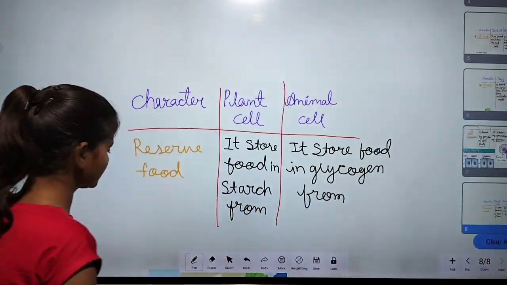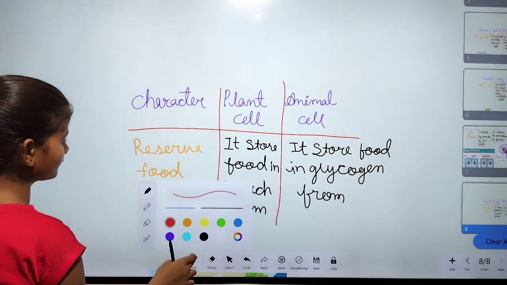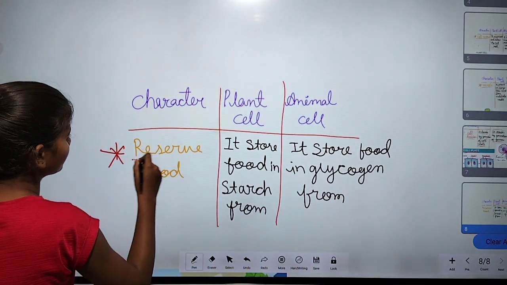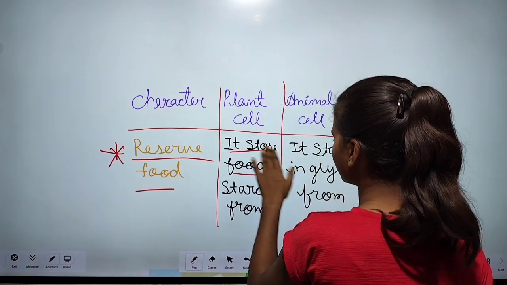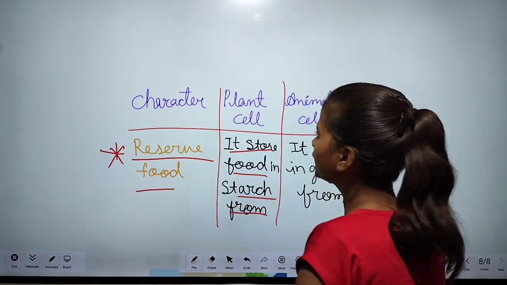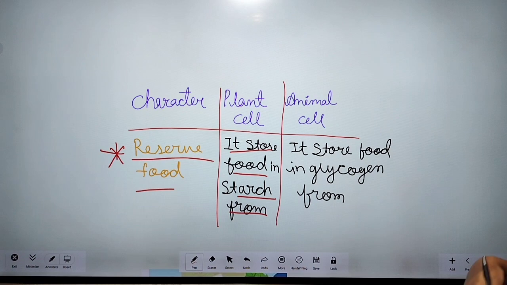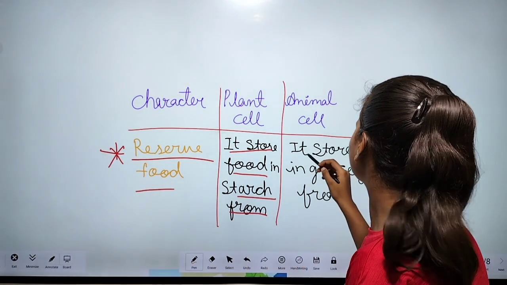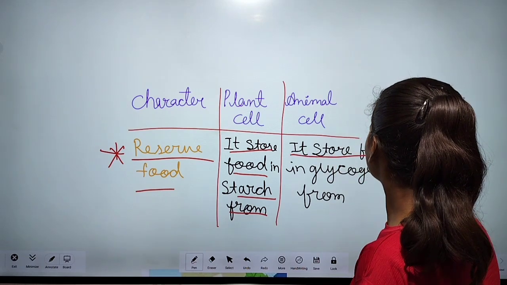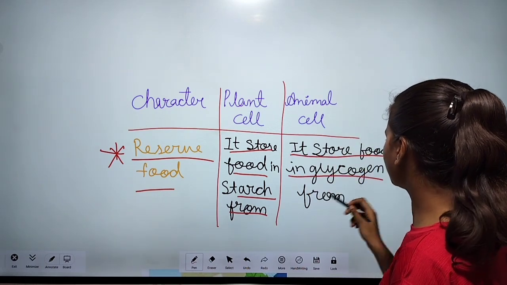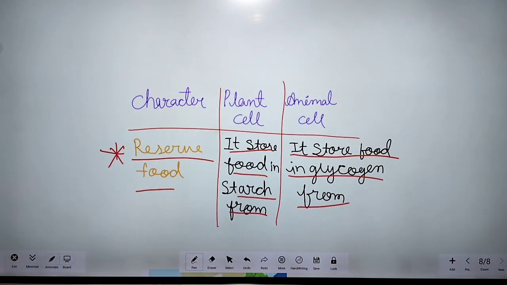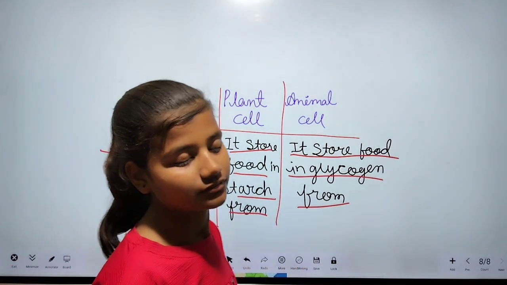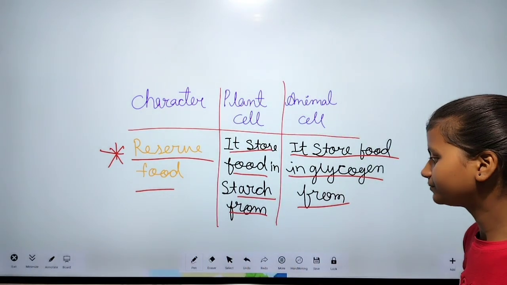Our next character is reserve food. In plant cell, food is stored in starch form. And in animal cell, food is stored in glycogen form.